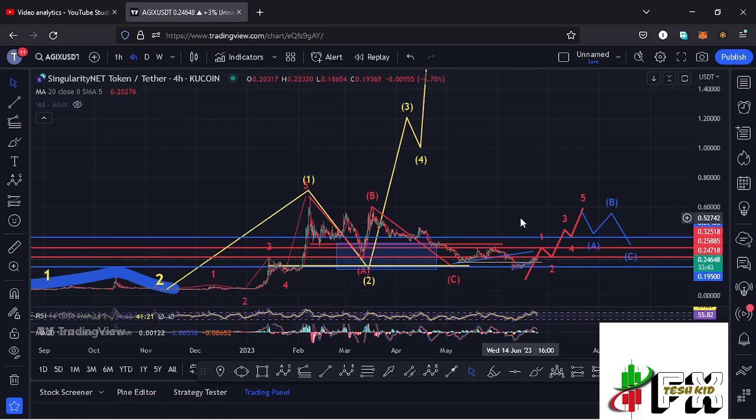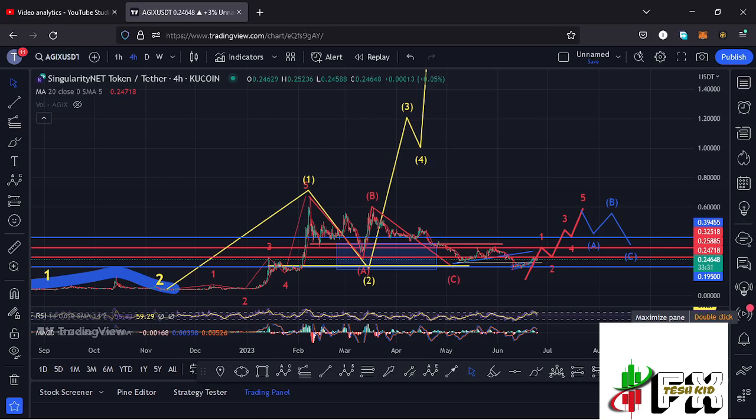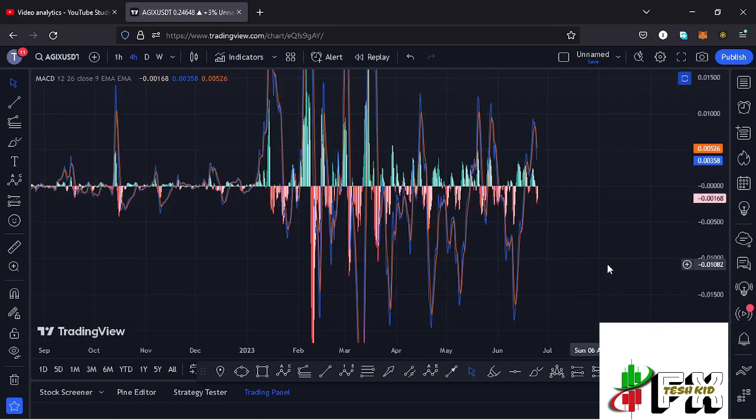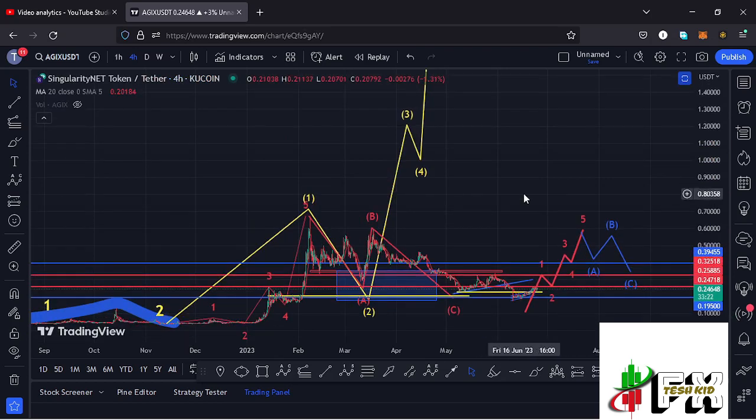So let's be patient and see how that plays out. Continue watching those key areas of supports and resistances. Also taking a look at the indicators on the RSI, we are trading at around the 55 mark. Also taking a look at the MACD, we have been able to print a bearish cross, still suggesting further breakdown. So let's be patient and see how that plays out, and I'll be keeping you updated.